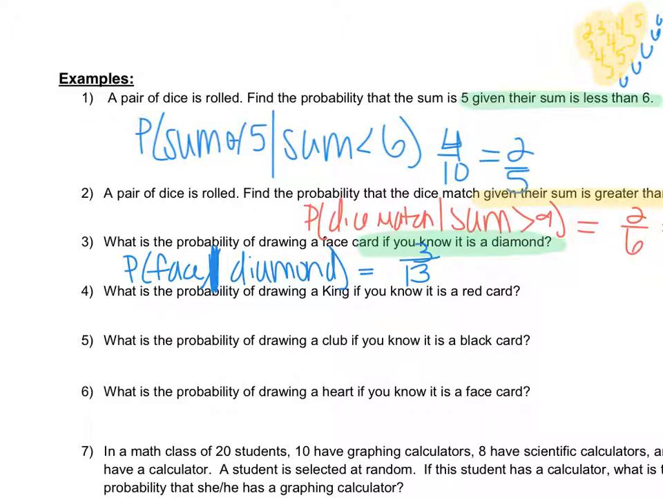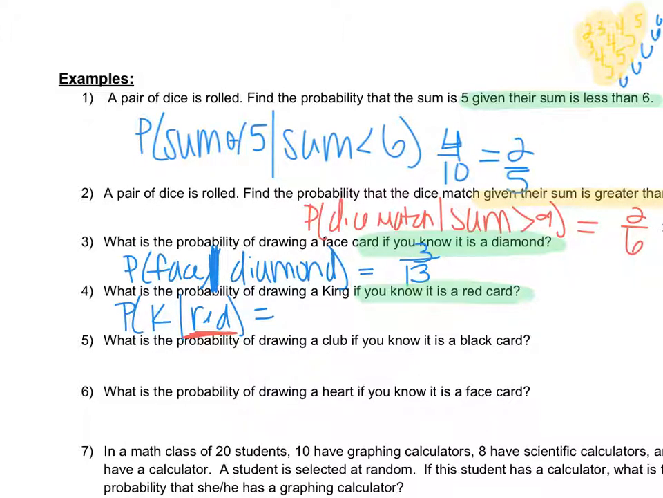What is the probability of drawing a king if you know it is a red card? Once again, how do you know this is conditional probability? It will either say given or you know. So probability of drawing a king given that it is a red card. This given allows us to take the number of outcomes and cut it down.